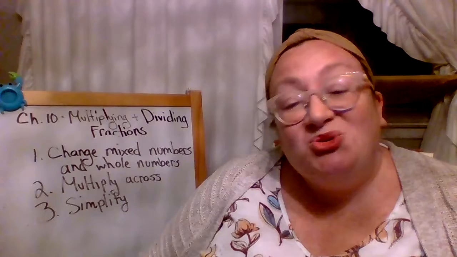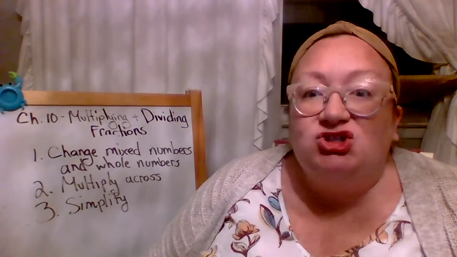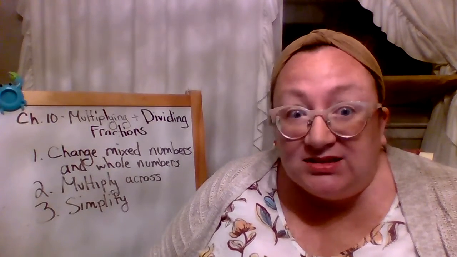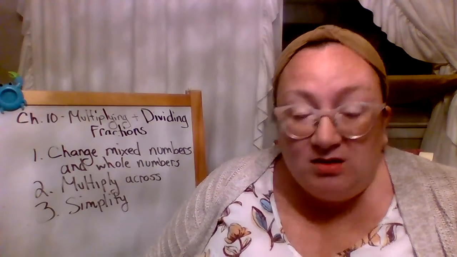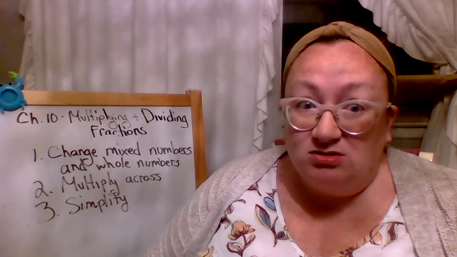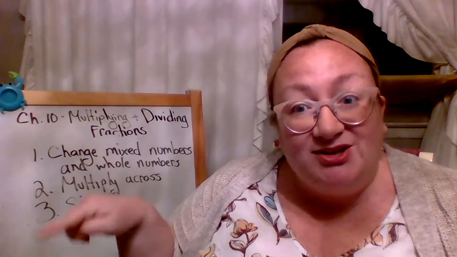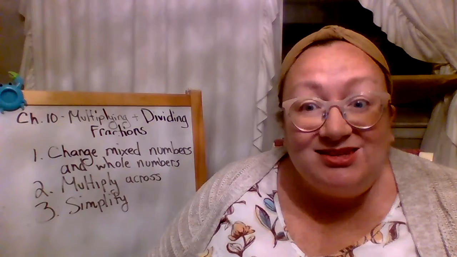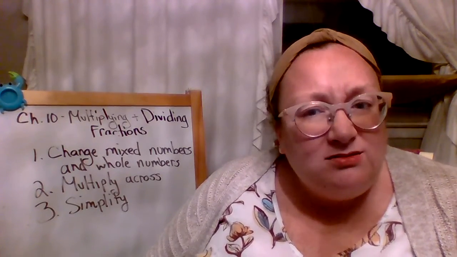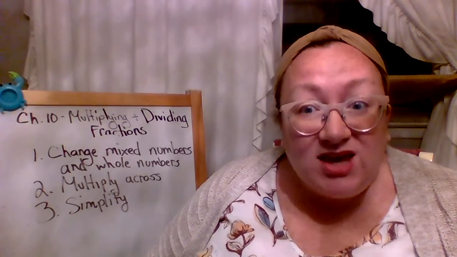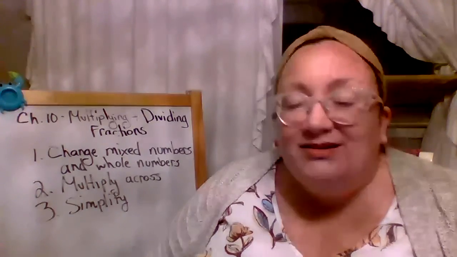All right, guys. So to wrap up multiplying fractions, all you need to do is check. See if there's any mixed numbers or whole numbers that you need to change. And if you do, change them. So make sure that happens first. Then you're going to multiply across, numerator to numerator, denominator to denominator. And then lastly, you're going to simplify. Make sure you check 2's, 3's, see if there's any factors that they have in common that you can easily divide by. All right, next up, division.